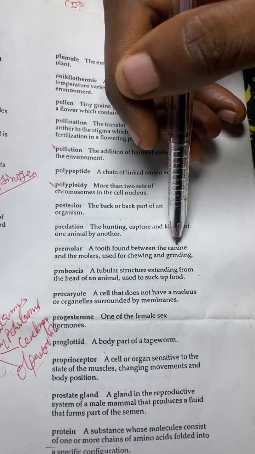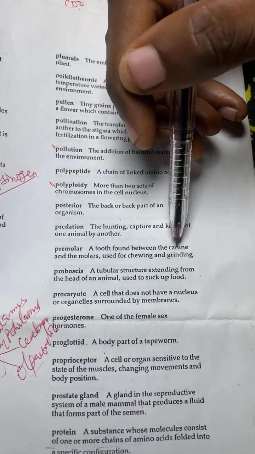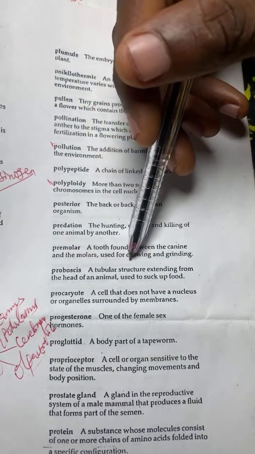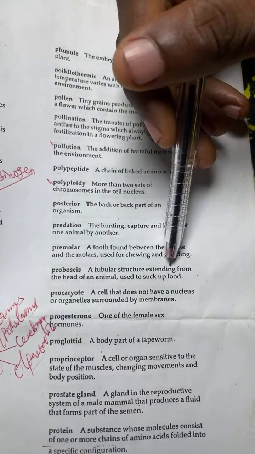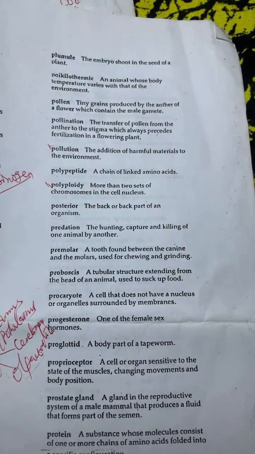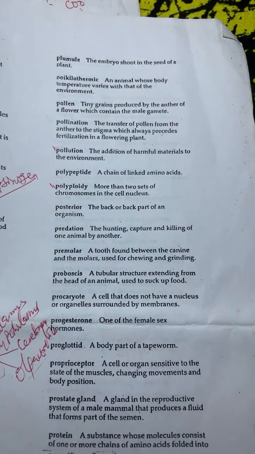You keep grinding. Proboscis, a tubular structure extending from the head of an animal, used to suck up blood. Are we there now? Used to suck up what? Used to suck up blood.